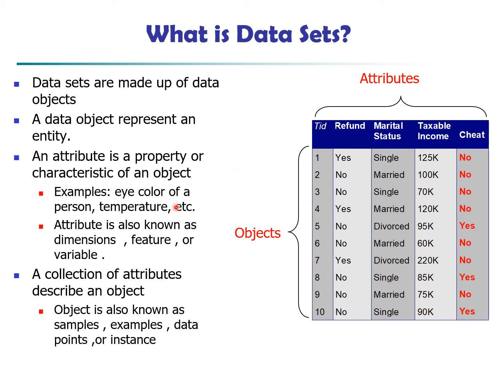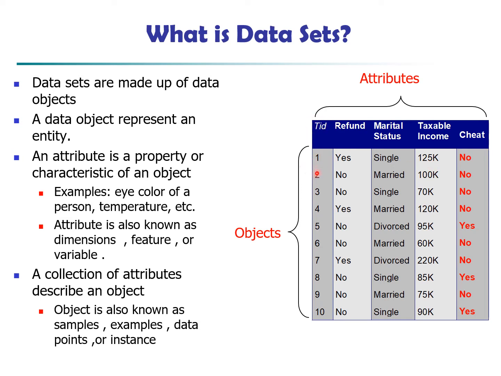Now, for each data set, we have a list of attributes, and attributes are considered the way for us to describe the object. So from the example here, let's say transaction ID is an attribute. So this is an ID that describes an entity, okay?